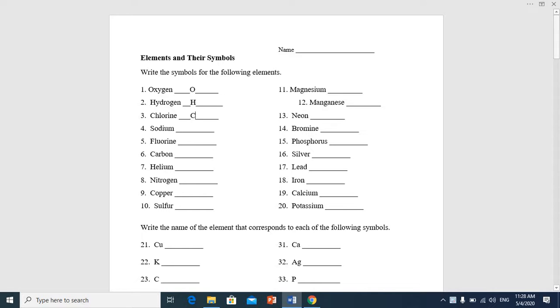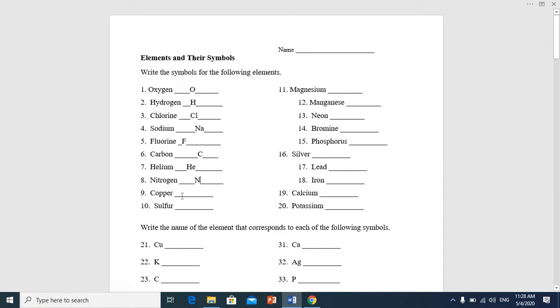Chlorine, yes, Cl. We have to write the first letter in capital and the second letter in small. Sodium, we know is Na, excellent. Fluorine is F. And carbon, we took it before, also C. Helium, yes, excellent, He. Nitrogen will be N. Copper, we will write it as Cu. Sulfur, yes, sulfur is S, excellent.